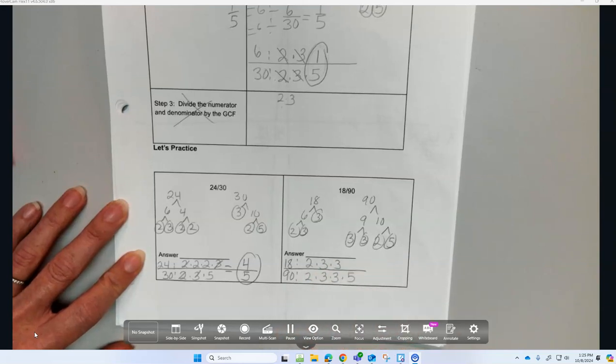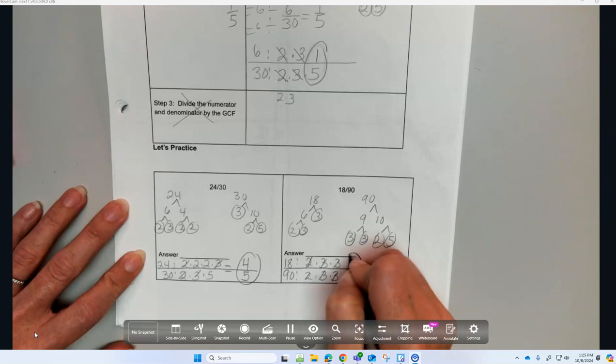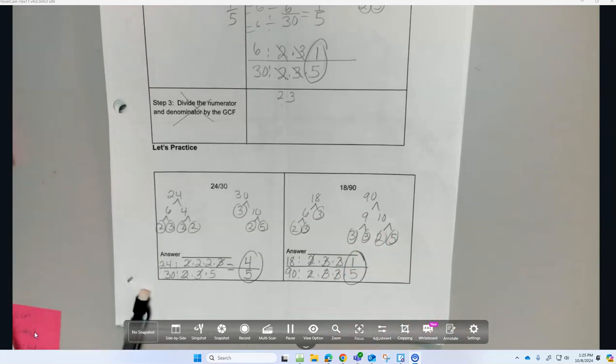Once I have my factor list, I cross out the common ones. I'm left with nothing on the top, so I replace it with a 1. There's a 5 on the bottom, so my reduced fraction is 1/5.